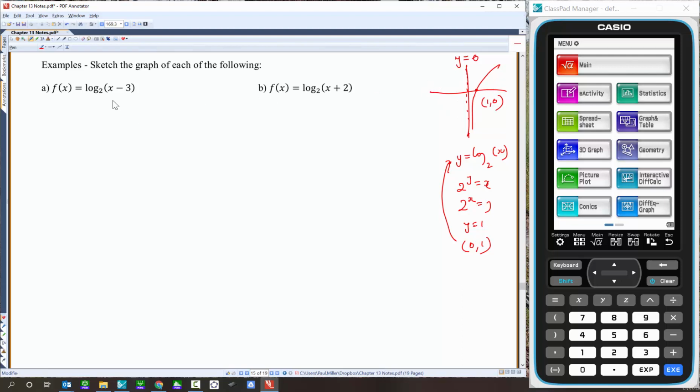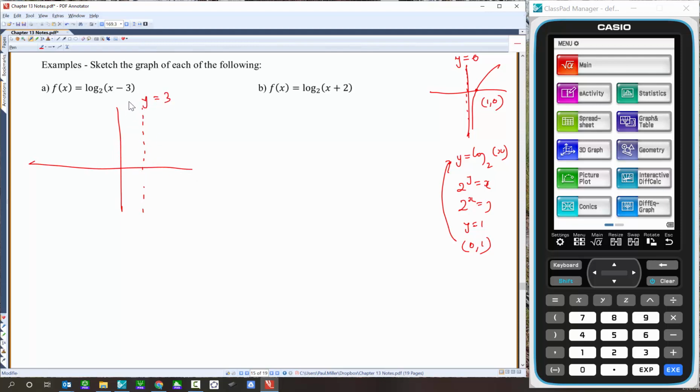Right, so let's go through it on this function here. So what we're going to say is that the asymptote, which would be originally at y equals 0, will now move 3 units over. So it's going to be an asymptote at y equals 3.